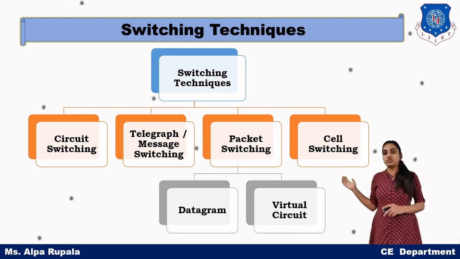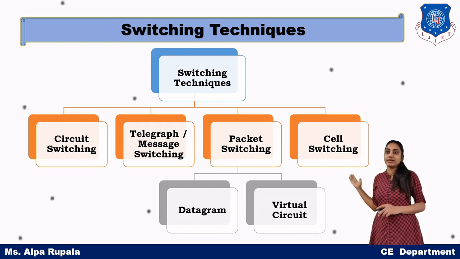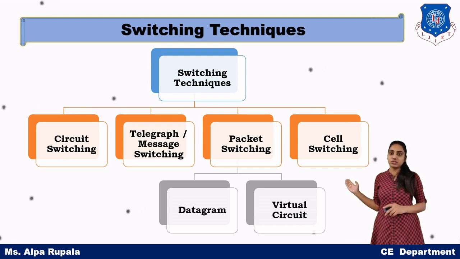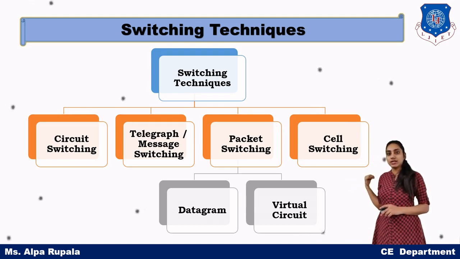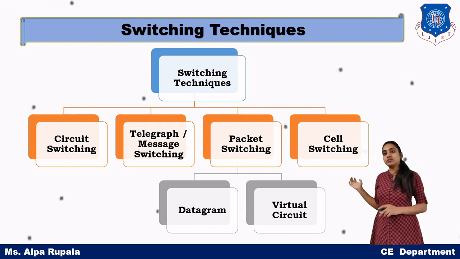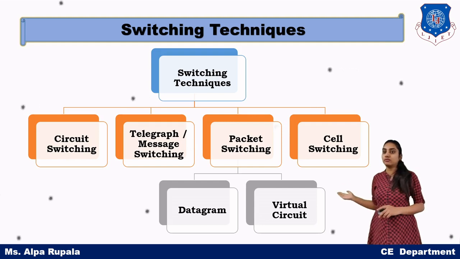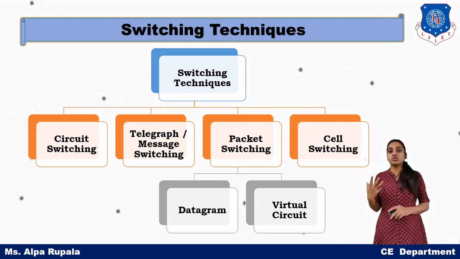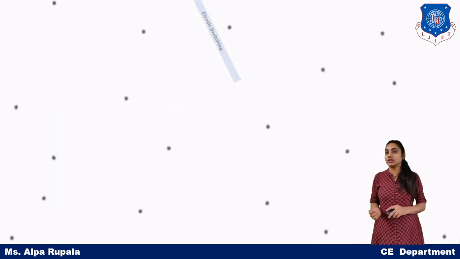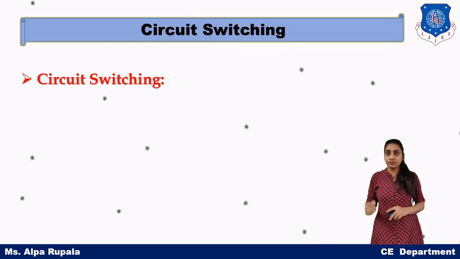Here are some different types of switching techniques. First, circuit switching, then message switching or telegraph switching, then packet switching and cell switching. Packet switching is further divided into two types: datagram packet switching and virtual circuit packet switching. The first switching technique is circuit switching.